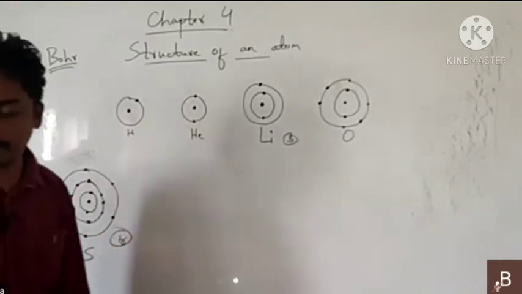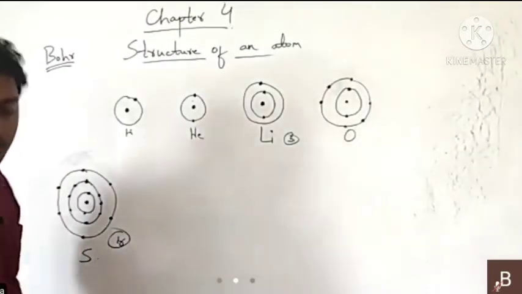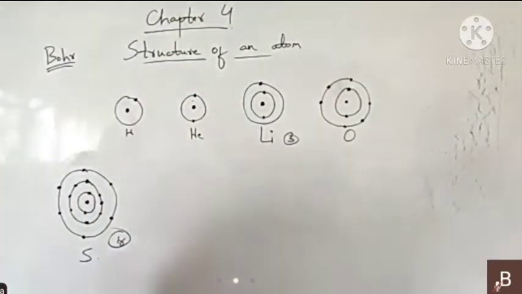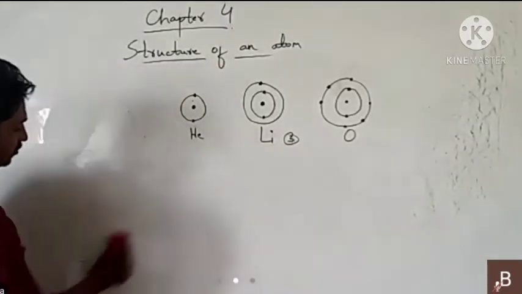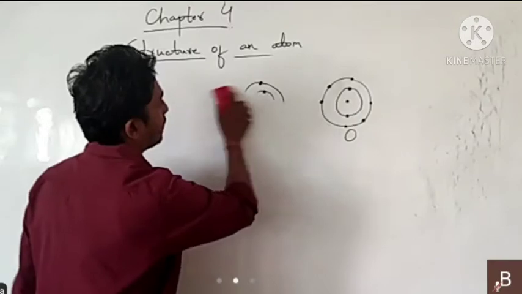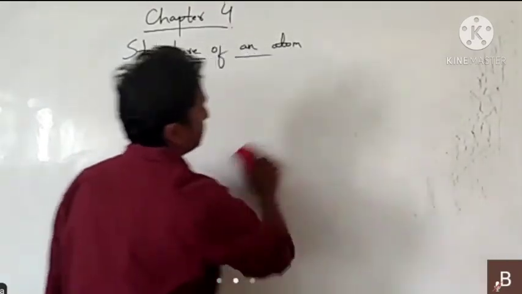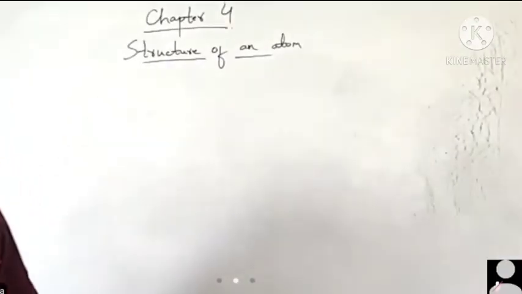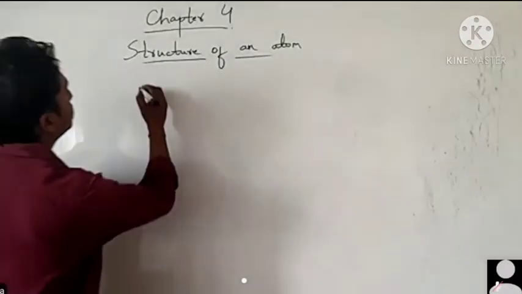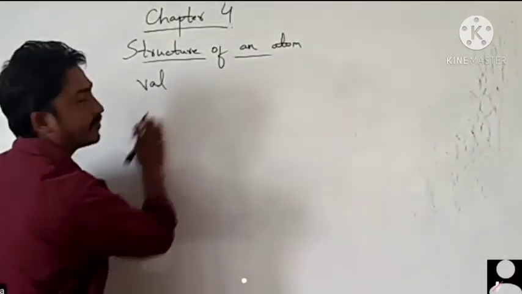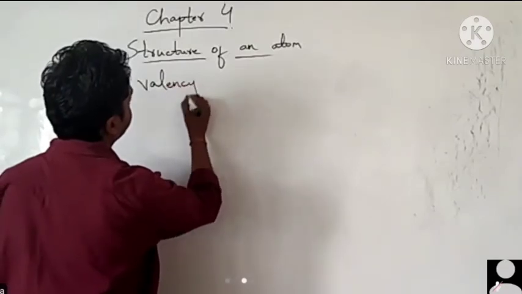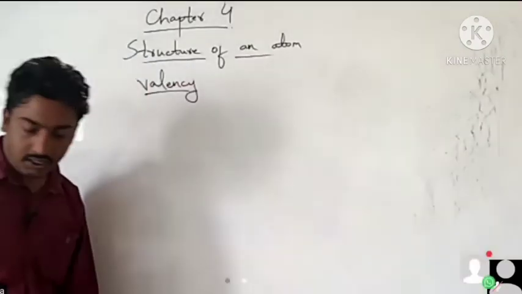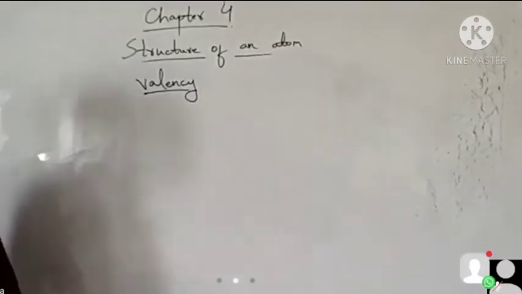Okay, so now let's talk about valency. What do you mean by valency? So the simple definition of valency is the combining capacity of an element. Okay, so the combining capacity of an element is termed as valency.